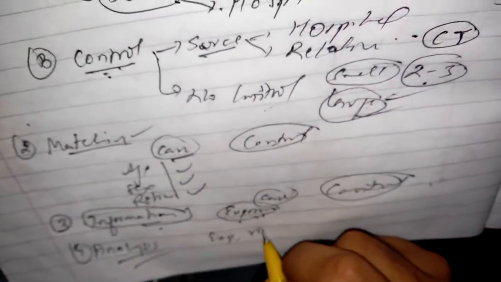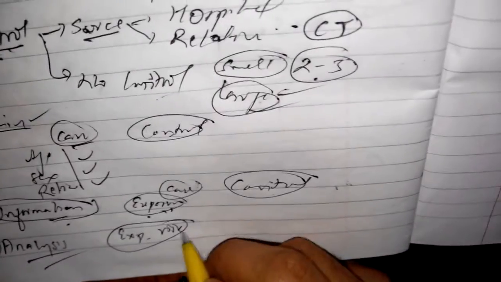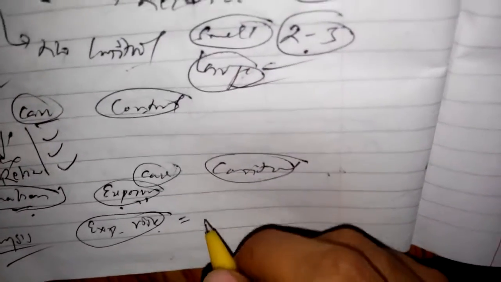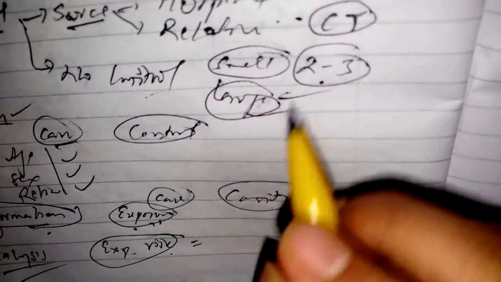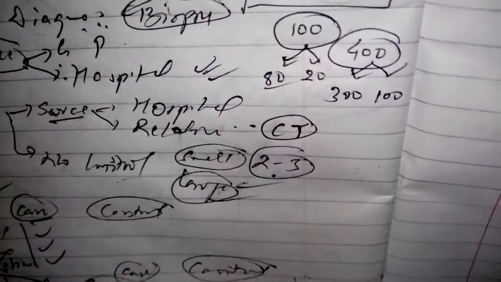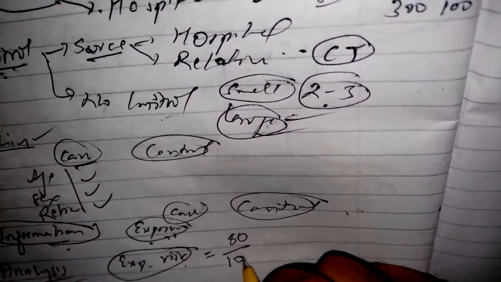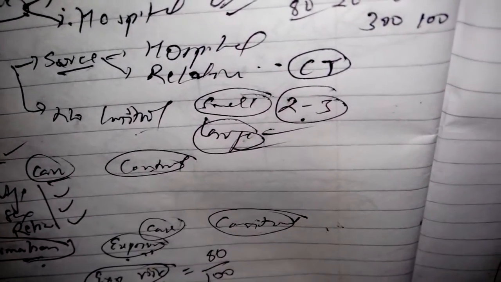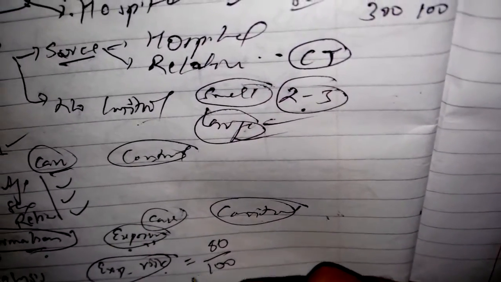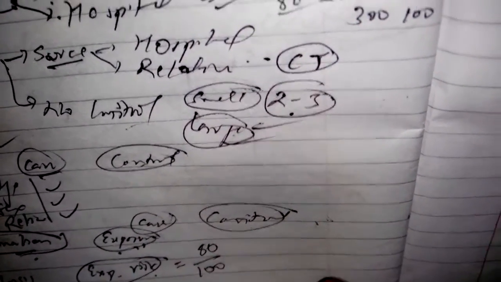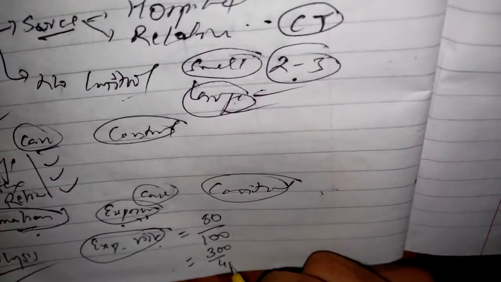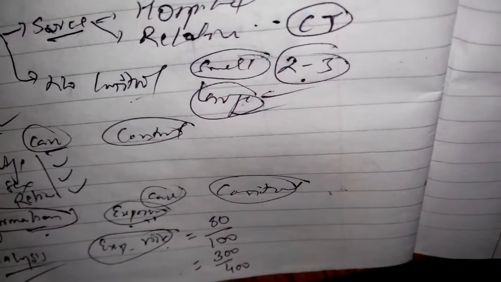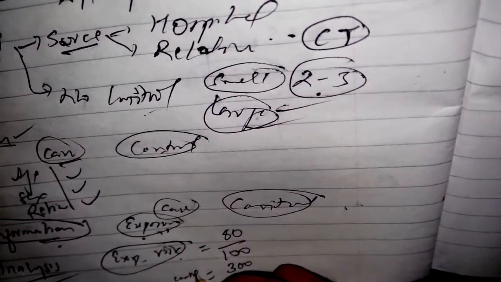Exposure risk is the number of those exposed. Among these 100, 80 are exposed, so the exposure risk is 80 by the total number of cases. This is the exposure among the cases. Among the controls it is 300 by 400, the exposure risk among controls.